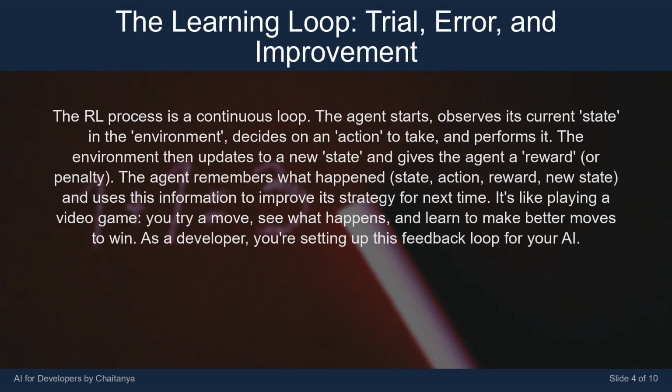The RL process is a continuous loop. The agent starts, observes its current state in the environment, decides on an action to take, and performs it. The environment then updates to a new state and gives the agent a reward or penalty. The agent remembers what happened, state, action, reward, new state, and uses this information to improve its strategy for next time. It's like playing a video game. You try a move, see what happens, and learn to make better moves to win. As a developer, you're setting up this feedback loop for your AI.